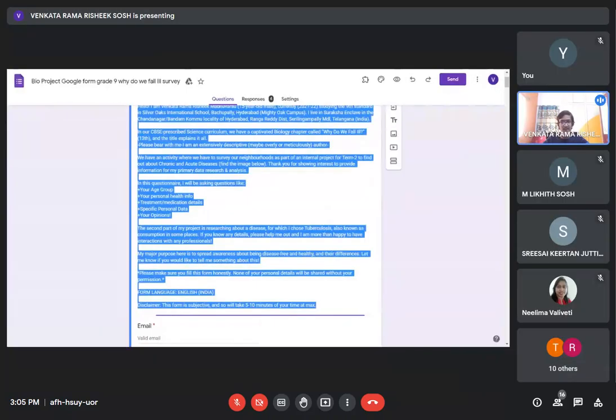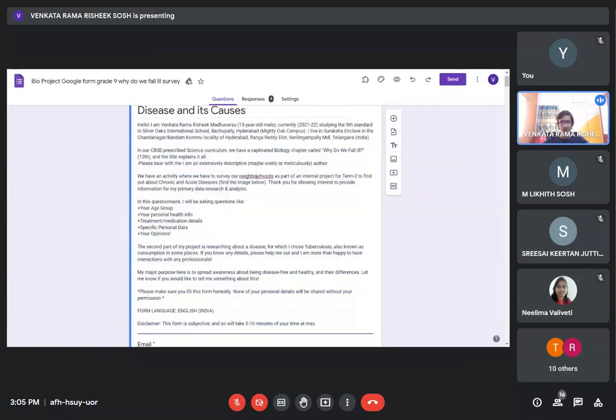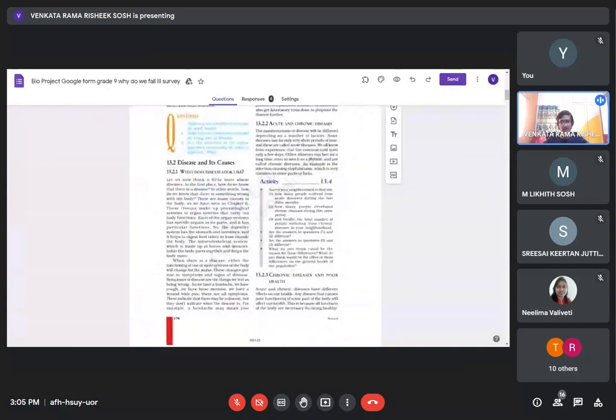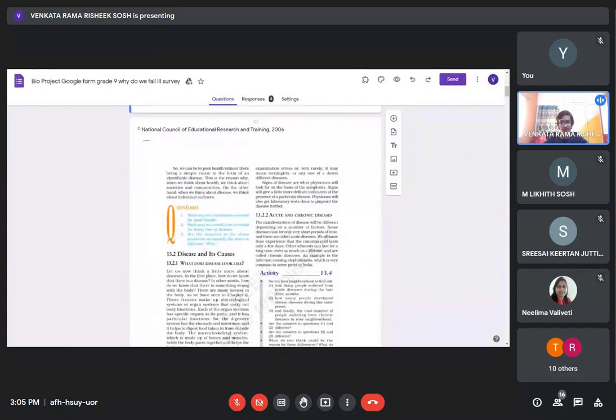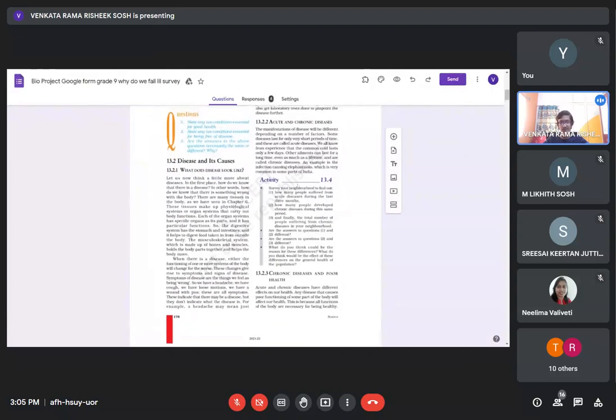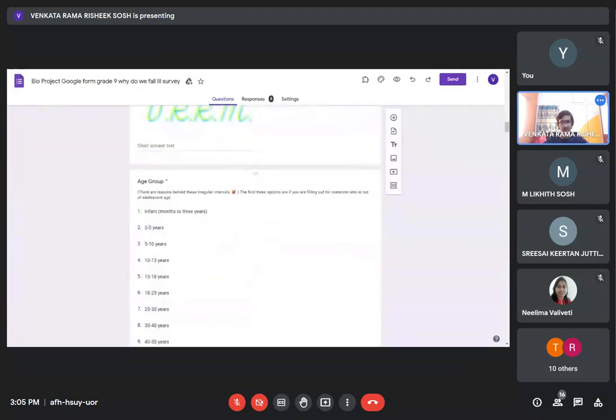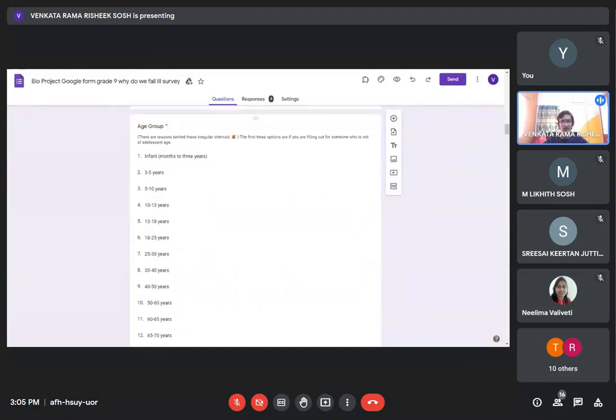So here I've given a detailed introduction about the purpose of my survey. Before starting, I've given a reference to the NCERT book and what the activity was. And I've divided the age groups. Infants have less developed immunity, as well as young children. So I wanted to see the differences in different age groups in their responses to diseases.